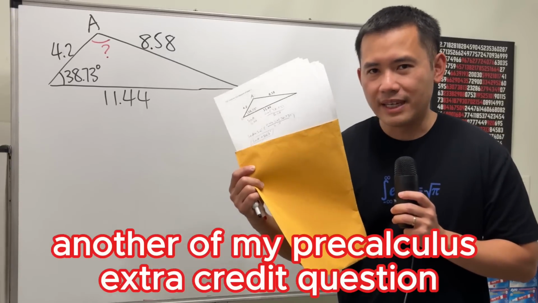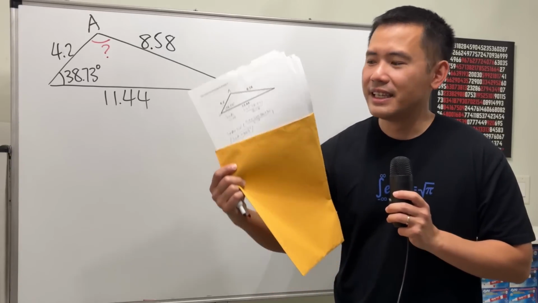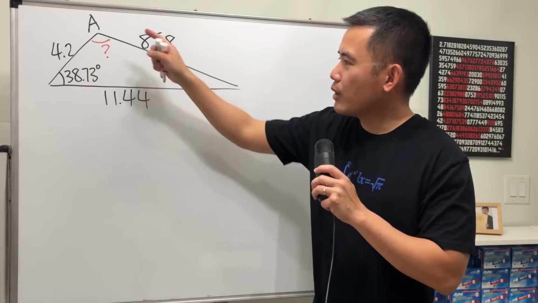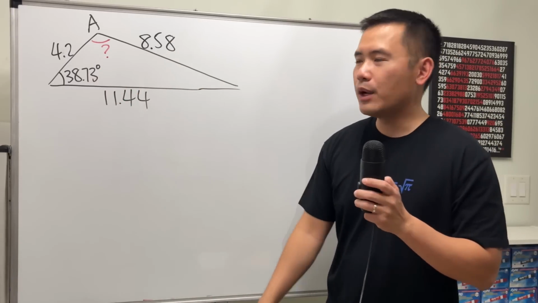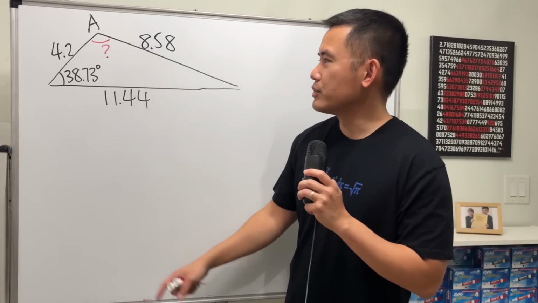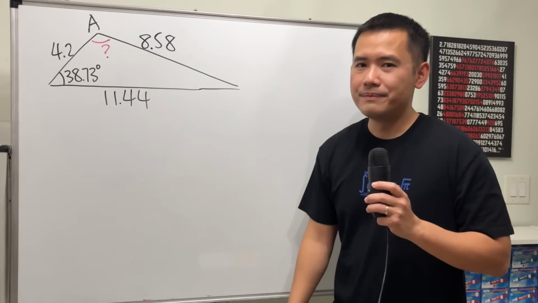So today I wanted to go over another of my pre-calculus extra credit with you guys. And this time, two people got it right. Let's have a look. I gave them this triangle with all three sides, and I also gave them an angle on purpose right here. And the question is, what's the measure of angle A right there?